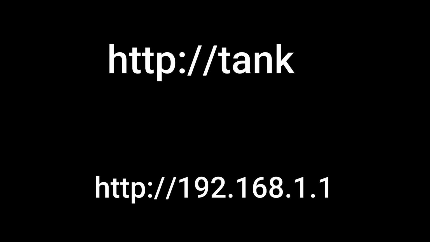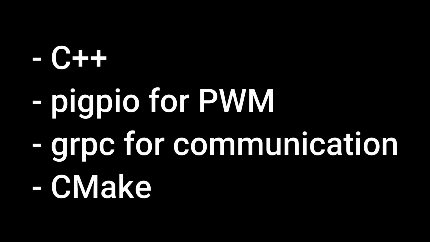The first assumption, Raspberry exposes a Wi-Fi access point. User needs to connect to it in order to control the tank, meaning that there is no need to know the IP address of the tank and no need for service detection. DNS server hosted on the Raspberry will take care of translating HTTP tank into HTTP 192.168.1.1. Lastly, tank control backend application uses C++, pigpio for PWM control, gRPC for communication, and CMake as a build system.